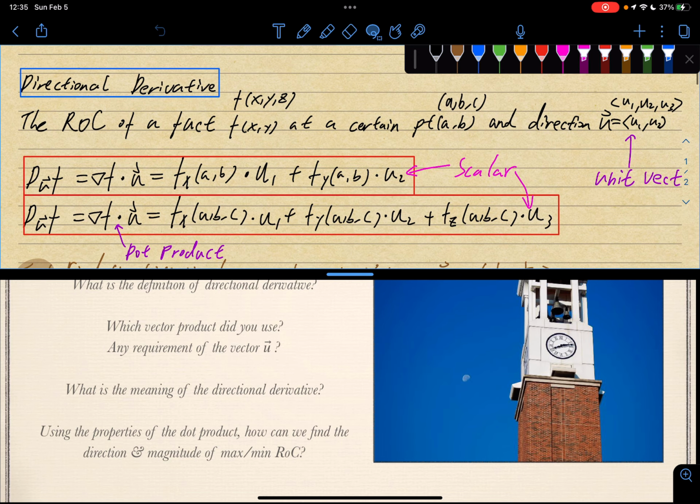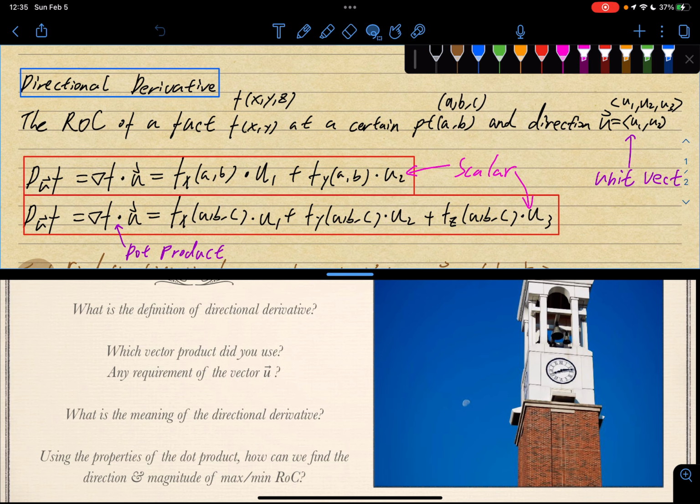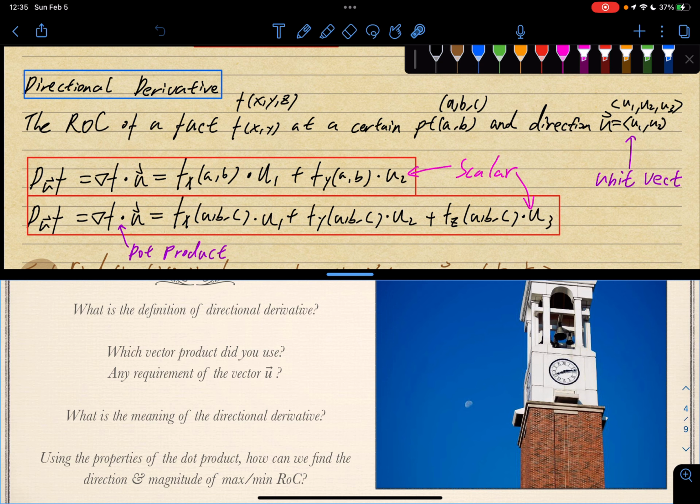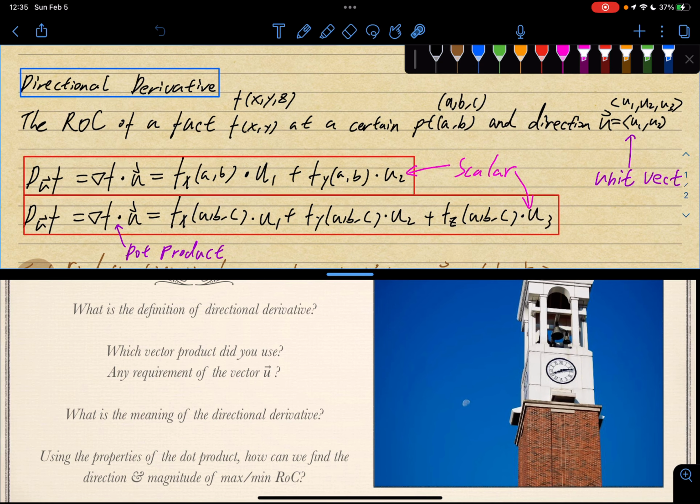Which vector product do you use? Is it a cross product or a dot product? It's a dot product. We're going to compute the dot product to get to our directional derivatives. And then there's a special requirement of the u vector, the direction vector. It has to be a unit vector. It cannot be any other vector other than a unit vector.